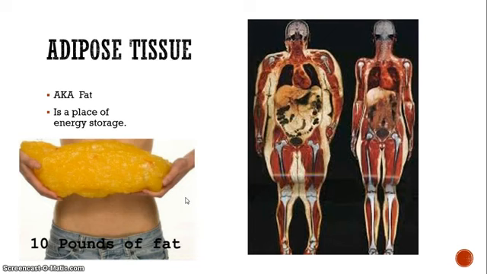Adipose tissue, otherwise known as fat, is a place of energy storage. Adipose tissue, which is composed of cells filled with lipids, also serves as insulation for the body. It is found mainly beneath the skin, as you see over here. This is a person with minimal fat on their body, just along the legs and around the arms. And this person has a lot of fat on their body. They have a lot of insulation.